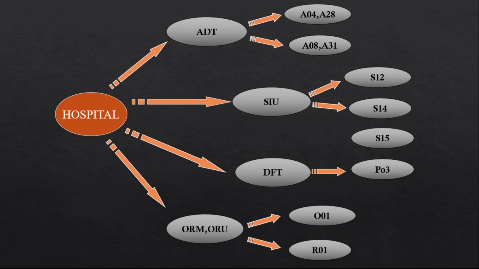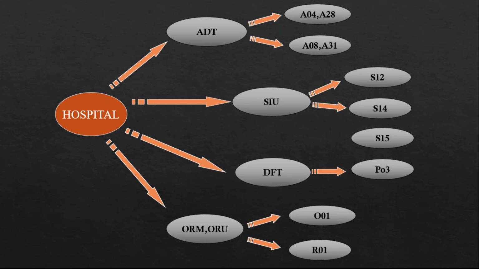But when HL7 has to communicate that, it will communicate with the help of a code called A04 or A28. So whenever we are seeing A04 or A28, it is an event type. What type of event is happening is indicated with the help of A04 or A28 or any of the events for that matter.